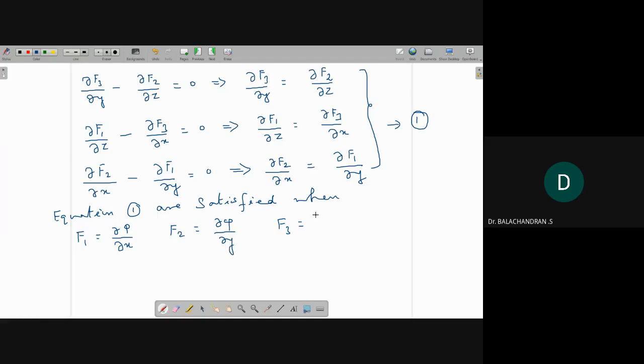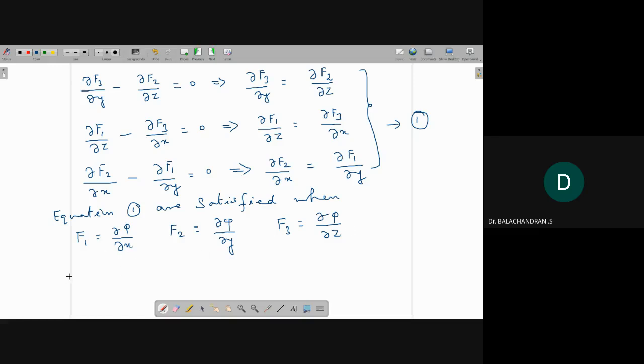F3 is ∂φ/∂z. Okay, so you can check it. If you substitute here, F1 is ∂²φ/∂z∂x, and here F3 is ∂²φ/∂x∂z. The mixed partial derivatives are equal, so that's why equation 1 is satisfied when F1, F2 and F3 are equal to this.